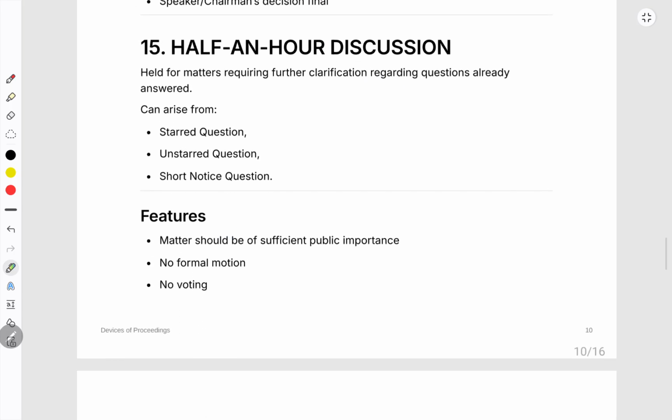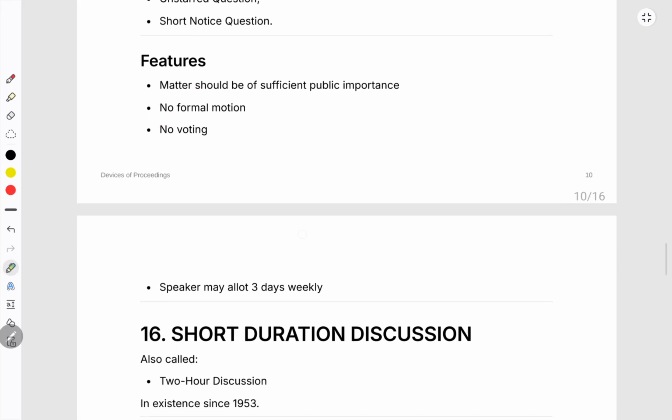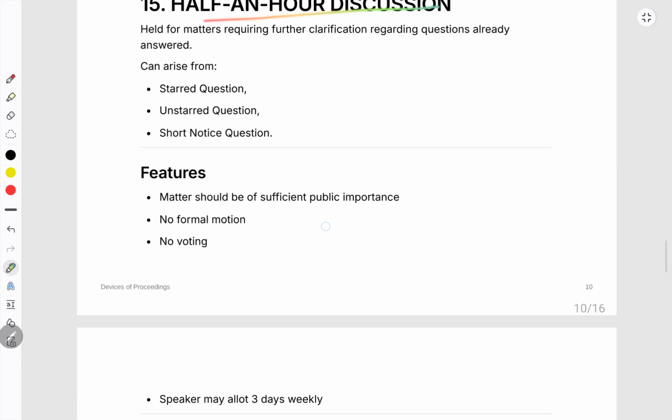Now half an hour discussion. So the half an hour discussion is held for matters which require further clarification regarding questions already answered. Okay, so this can arise from starred, unstarred or short notice questions. Okay, so the matter should be of sufficient public importance. No formal motion or voting is done in this, and the speaker may allot 3 days weekly for this. Okay, so this is half an hour discussion.